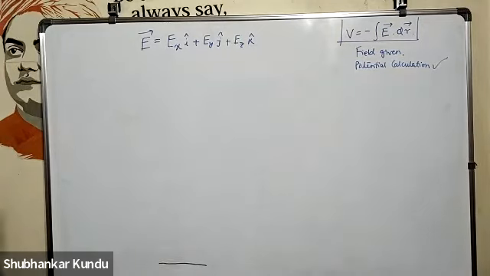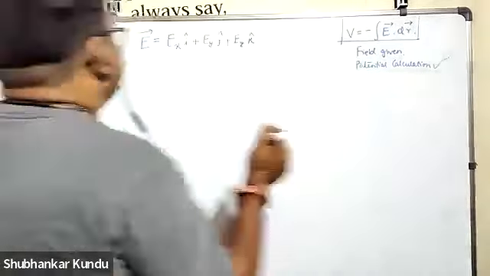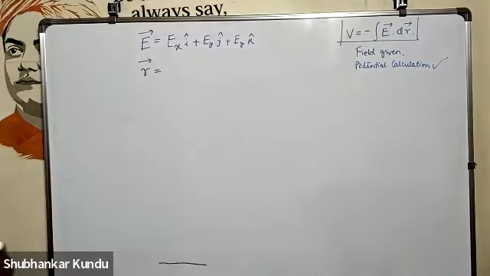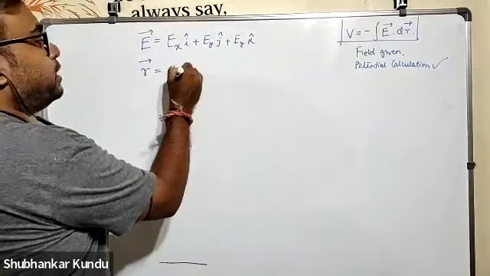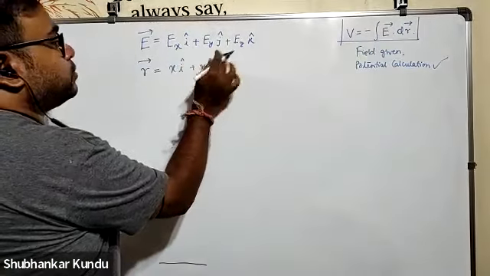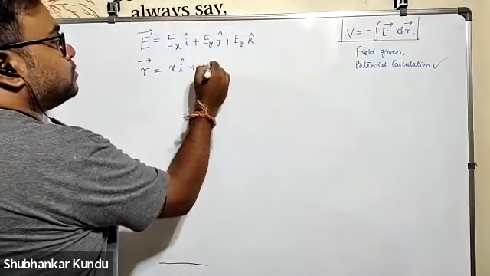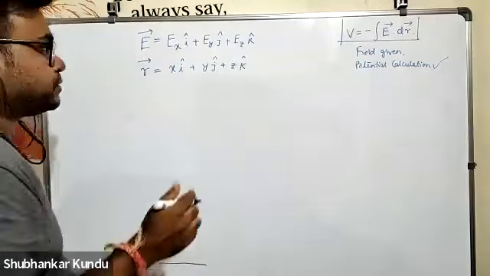Right? What was our displacement vector? Delta R vector or R vector. So how do we write the R vector in vector form? Those who have forgotten, please remind yourselves. It will be x i cap plus y j cap plus z k cap.